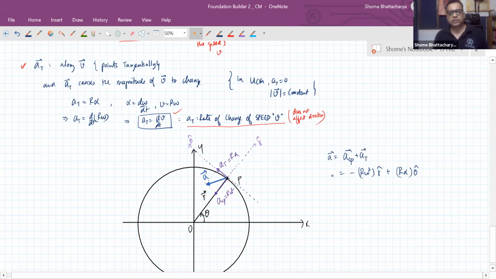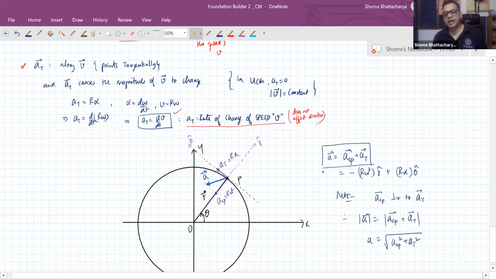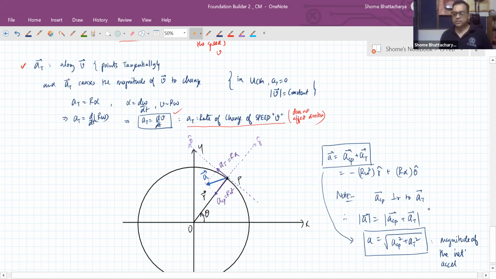Now a couple more points to understand here. Centripetal acceleration is perpendicular to tangential acceleration. Therefore, the magnitude of the net acceleration will become the square root of centripetal square plus tangential square. So the vector sum of these two is such that the magnitude of the resultant is given by this formula. This is the magnitude of the net acceleration: square root of tangential square plus centripetal square. This is the final point you need to understand about acceleration.